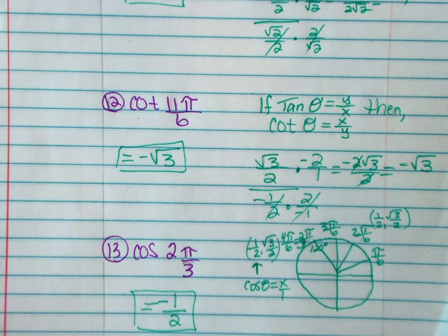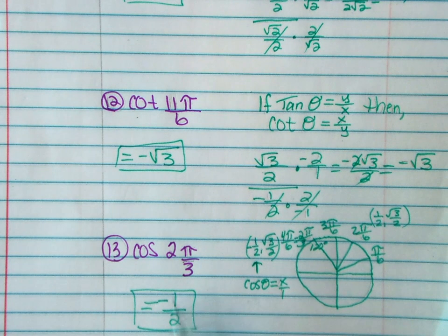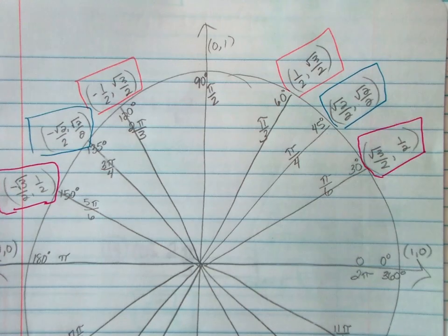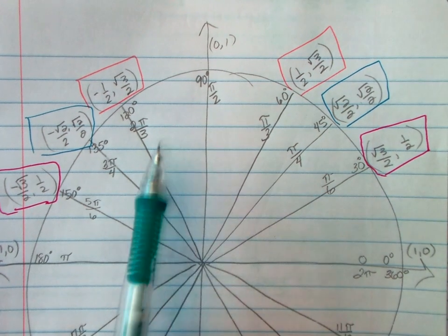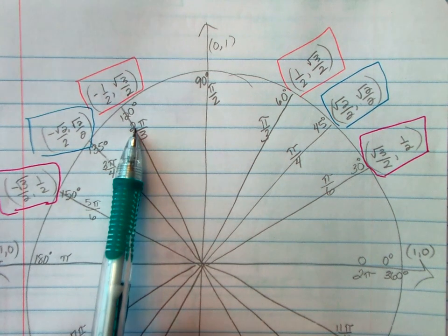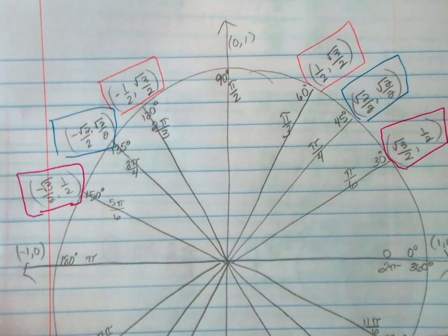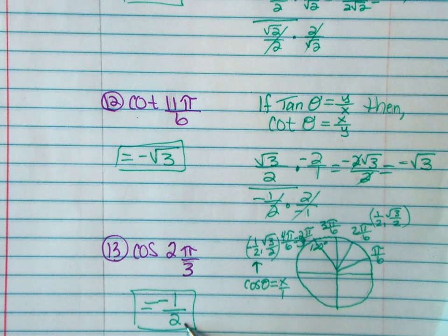And then our last one, the cosine of 2 pi over 3. You're going to go back to your unit circle. Where is 2 pi over 3? It's right here at 120 degrees. And we want the cosine. Remember, the cosine is always your x value. So we are going to have negative 1 over 2.